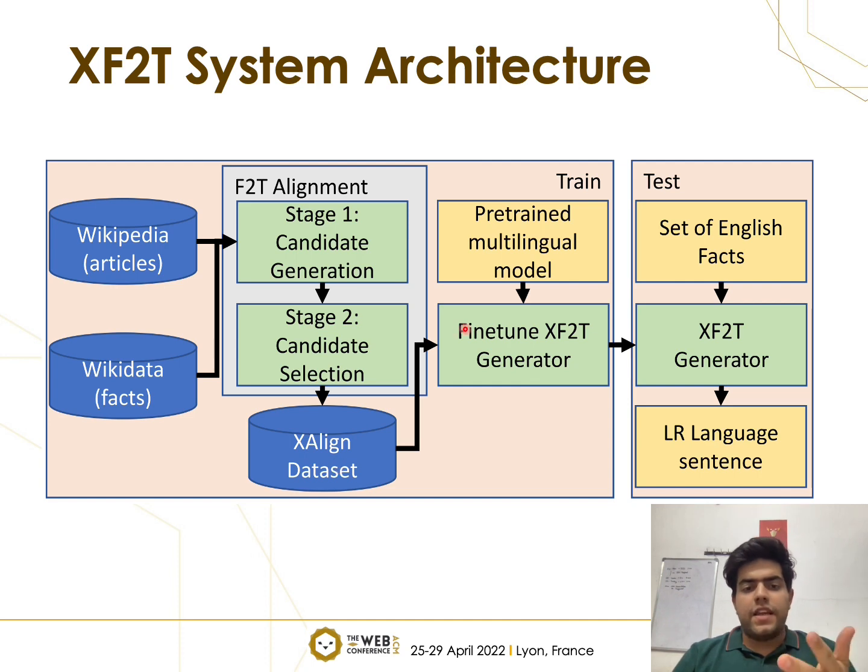This dataset is then used to fine-tune existing pre-trained multilingual models for the task of cross-lingual fact-to-text generation. Once we have a fine-tuned model, it is used to generate low-resource natural language sentences using our test dataset, which is basically a set of English facts.